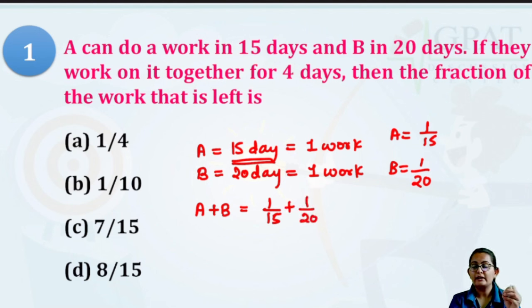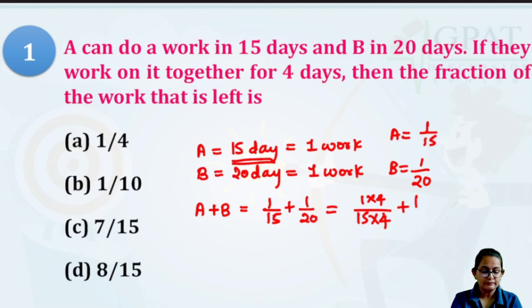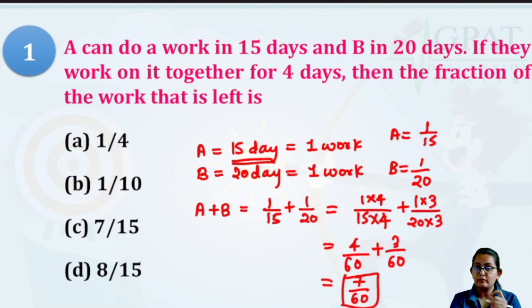Now see, the denominators are not the same, so we will try to make the denominators the same to get the answer. 15 and 20 have a common multiple of 60, so we'll make the equation into 60 format. So 1 into 4, 1 into 3, it would be 4 by 60 plus 3 by 60, and if we simplify further, it would be 7 by 60. So if both A and B work together for any day, they will complete 7 by 60 of the work.